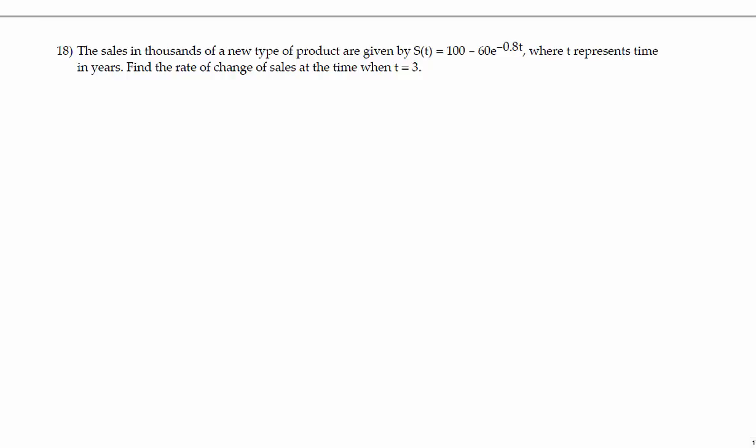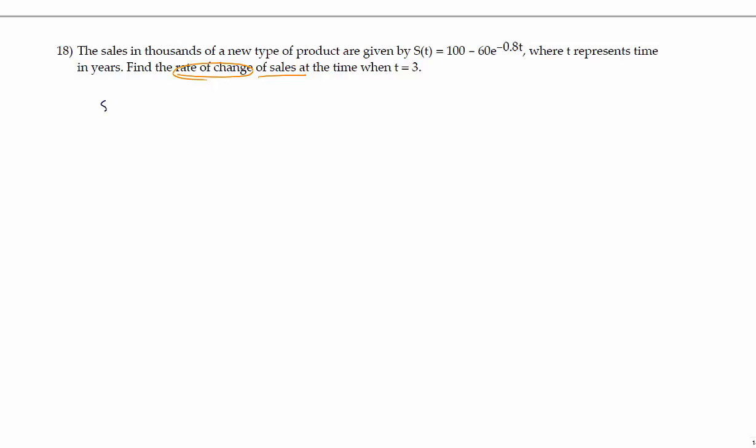The sales in thousands of a new type of product are given by S of t, where t represents the time in years. Find the rate of change of sales at time t equals 3. Okay, so we're asked to find the rate of change of sales, and we're given the sales function, so take the derivative.